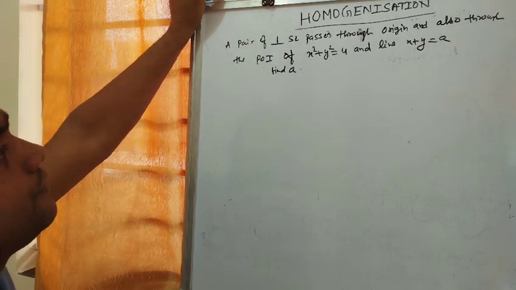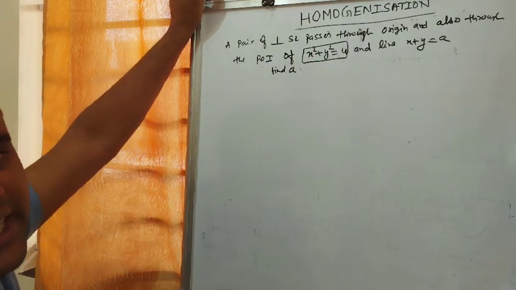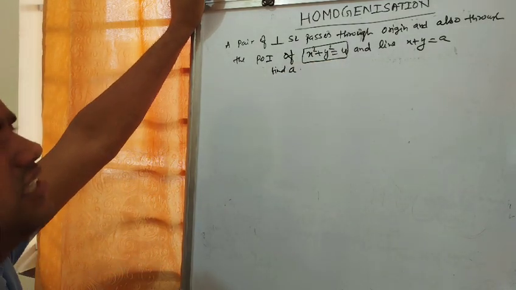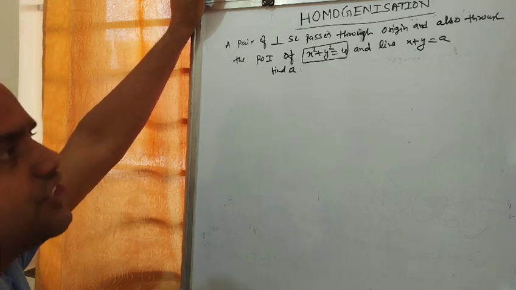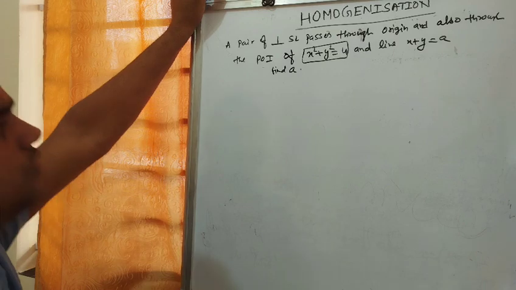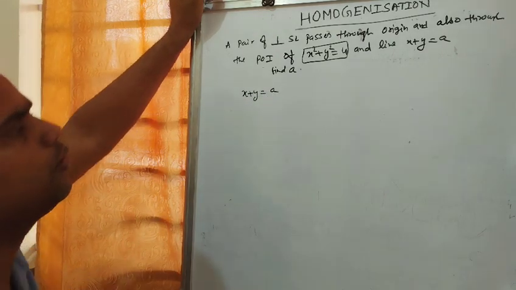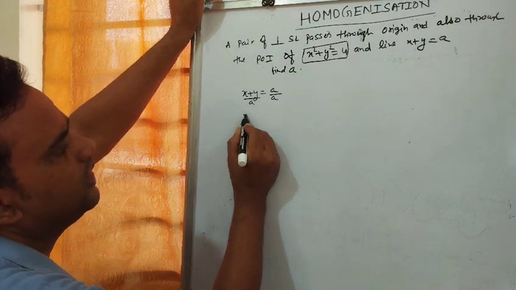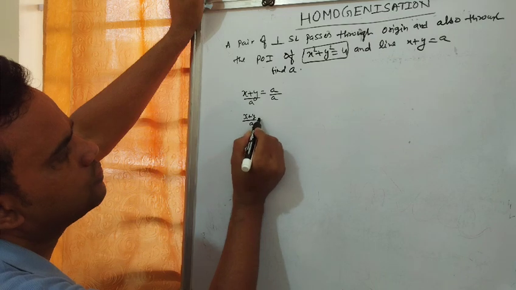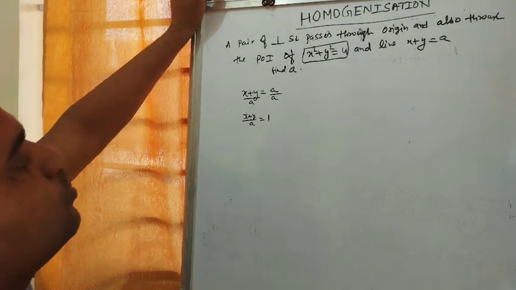So what do we do? This curve clearly is the equation of a circle with its center at the origin, whose radius is 2, and this is the line. First we write x plus y equals a. How do we make the right side 1? Divide by a. So x plus y by a equals 1.